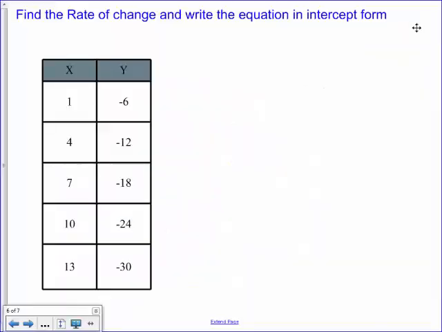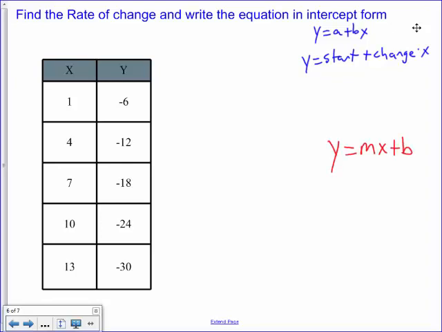So this one says find the rate of change and write the equation in intercept form. So that's that y equals a plus bx, or what we've been using, y equals start plus change x. If you want to use y equals mx plus b, that's totally fine. Remember, it's just flip-flopping the spots, right? So these would be the same thing, okay? It does not matter. So let's take a look.